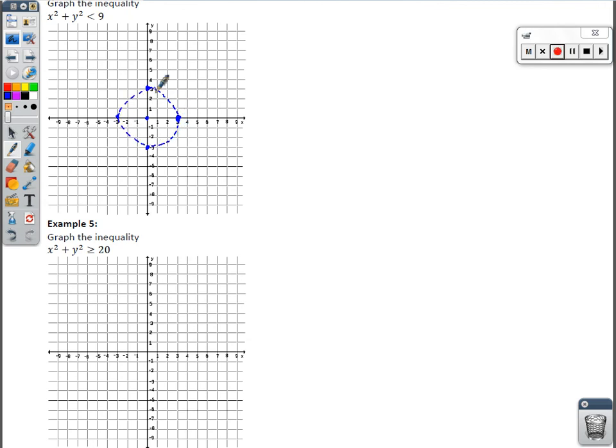And now we need to think about where we shade. So I want you to pause the video now and think about where it is that you're going to shade. Once you figure it out, or once you think you have an answer, go ahead and replay the video, and I'll talk about it in just a moment.